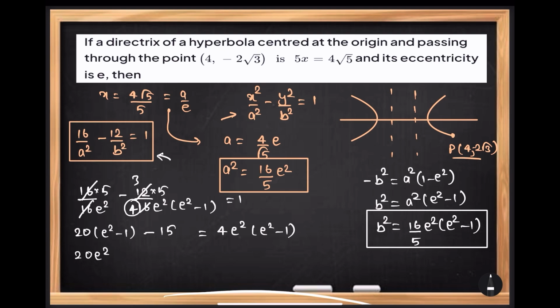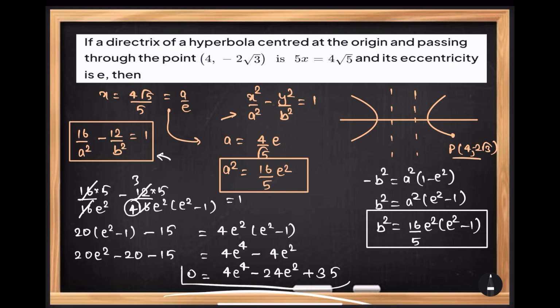So 20 e square minus 20 minus 15 plus 4 e power 4 minus 4 e square. Now send everything on one side. So it is 4 e power 4, 20 e square that side, so minus 24 e square plus 35. Correct or wrong? So we got this relationship of eccentricity. This is the thing which is required in this question.